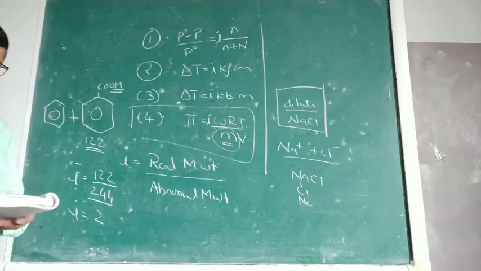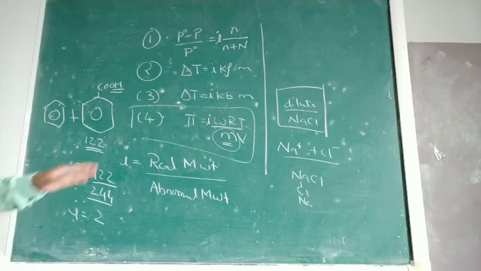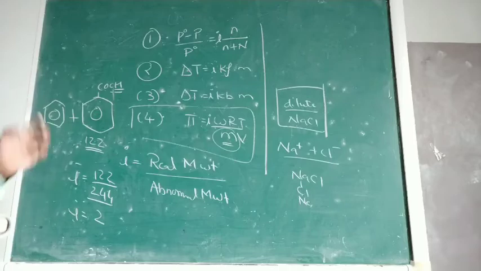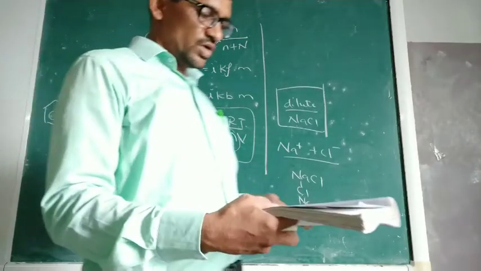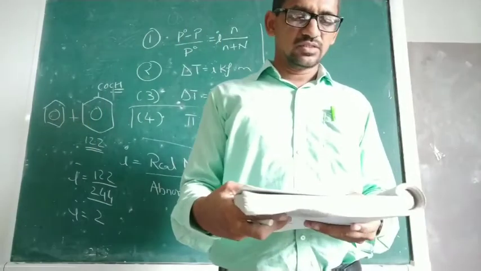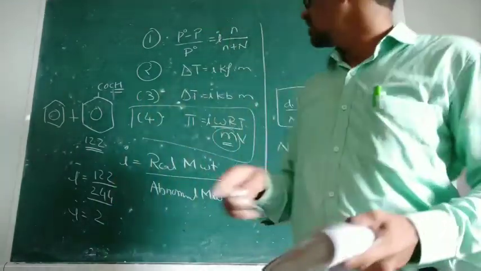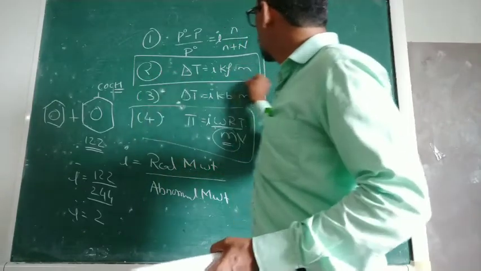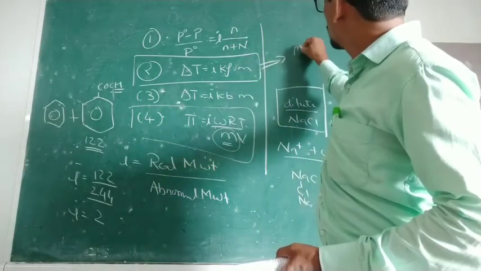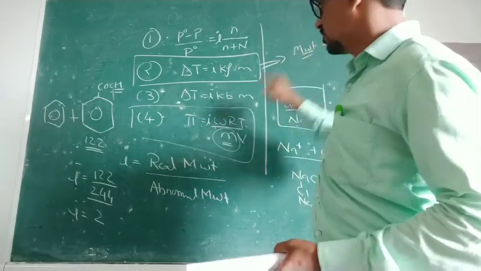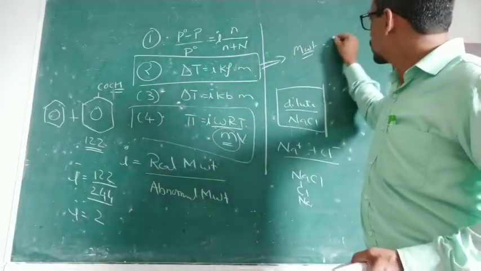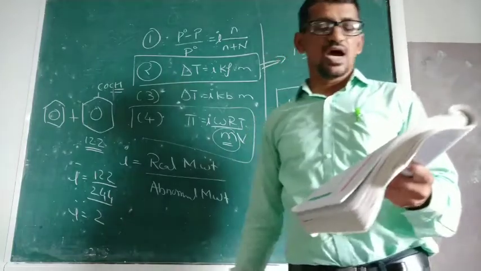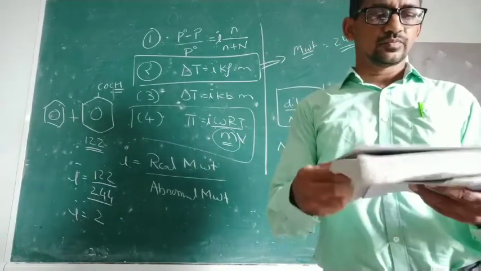Otherwise dissociation will take place. Dissociation means it will break apart. So here we have to find the molecular mass as given in the sum. The molar freezing constant we find with the help of this formula. From this formula you find the molecular weight of the organic compound, which is coming 244. Here i is 244 upon 122, so that will give i equal to 2.